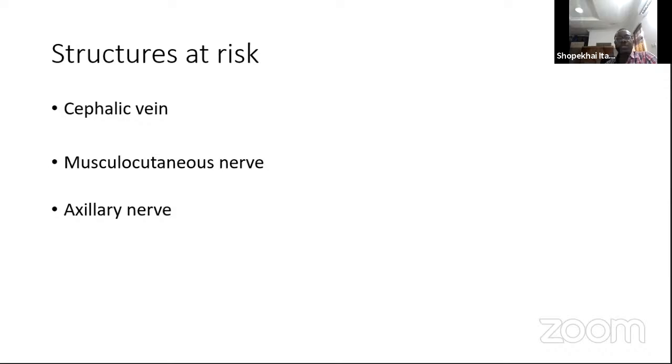The second structure at risk is the musculocutaneous nerve, which lies below the coracobrachialis, about 5 to 8 centimeters inferior to the coracoid, the tip of the coracoid. And injudicious use of the retractors when retracting the conjoint tendon can damage the musculocutaneous nerve. And then, of course, the axillary nerve can be damaged at the inferior border of the glenoid, as well as when dealing with the subscap muscle.